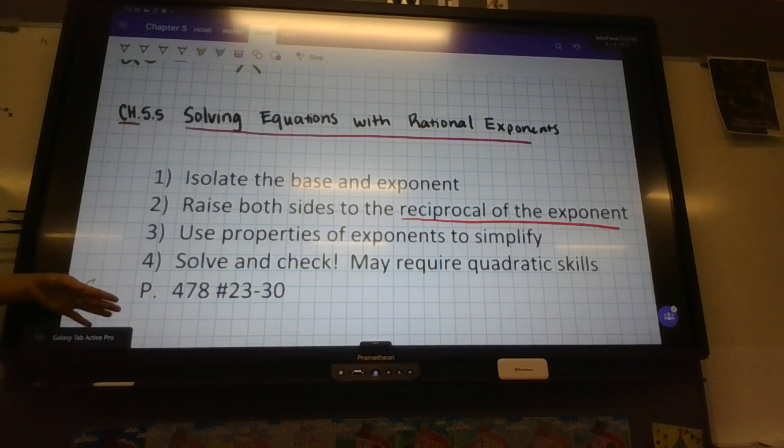This is your assignment today. I'm going to let you have time to write this down and jump into this, and then I'll start doing some problems with you. The square root of 8 is 2 square root 2.